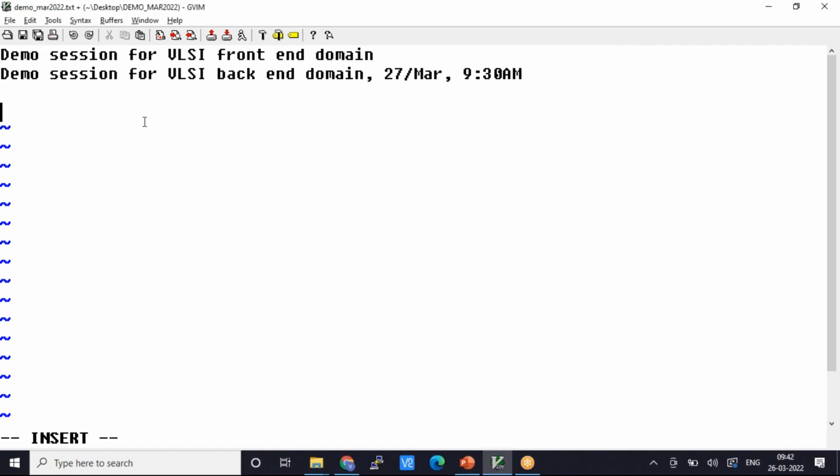Okay. So if you are aware of what is front-end domain, what is back-end domain, and you want to attend the demo session of front-end domain, today is the front-end domain session.